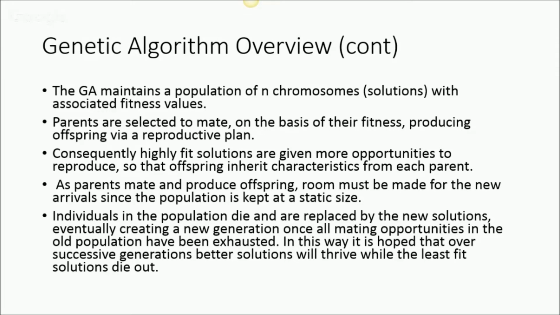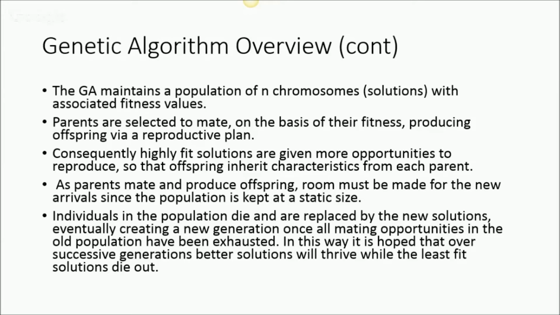The genetic algorithm maintains a population of n chromosomes, which are all potential solutions, with their associated fitness values. Parents are selected to mate on the basis of their fitness. Consequently, highly fit solutions are given more opportunities to reproduce. As parents mate and produce offspring, room must be made for new arrivals, so the population is kept at a static state. Individuals in the population die and are replaced by new solutions, eventually creating a new generation once all mating opportunities in the old population have been exhausted.